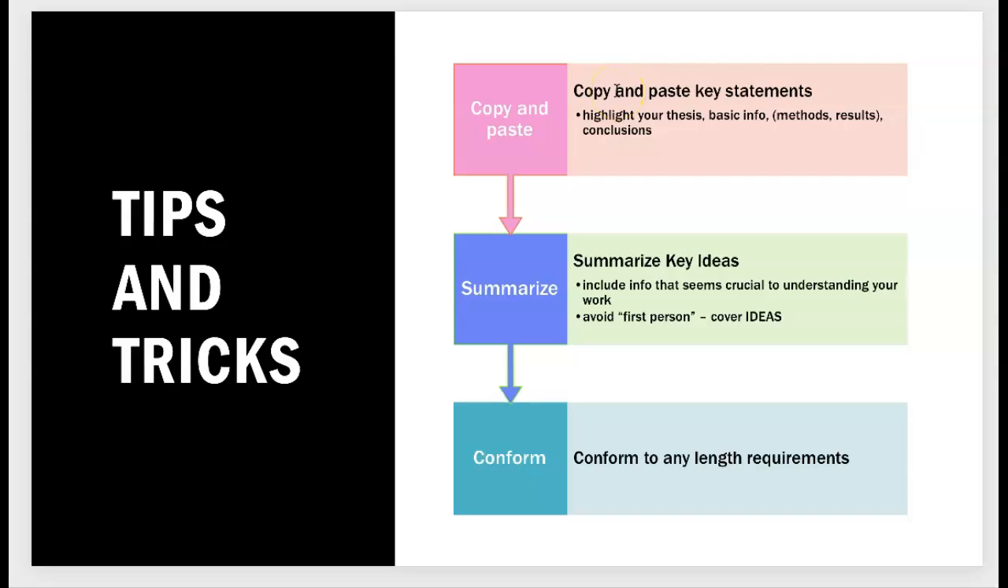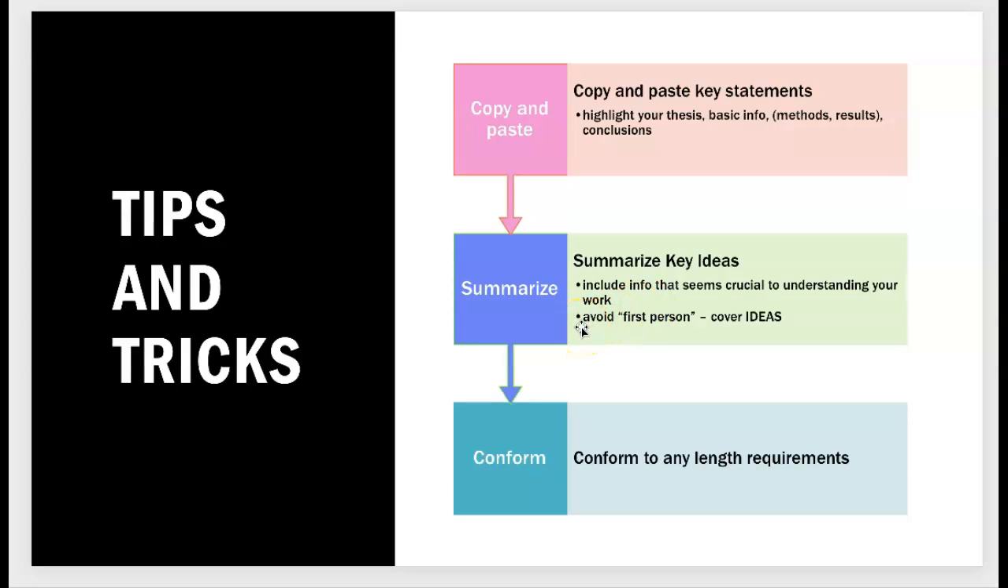Copy and paste any key statements that you think you might want to include in your abstract. For example, you may want to highlight your thesis, any basic information, not necessarily for this particular abstract the methods and results, but highlight your thesis, your conclusions, or any basic info. You want to summarize key ideas. In other words, you want to include information that seems crucial to understanding your work. So if it's not essential to understanding, maybe it doesn't need to find a place in your abstract. Save that for the entirety of the work.